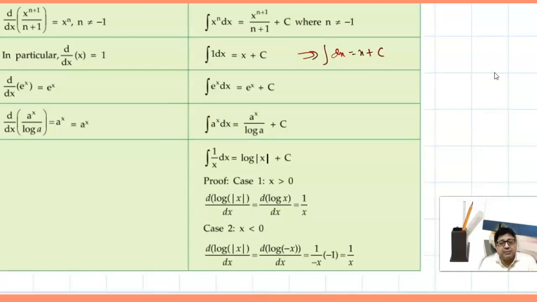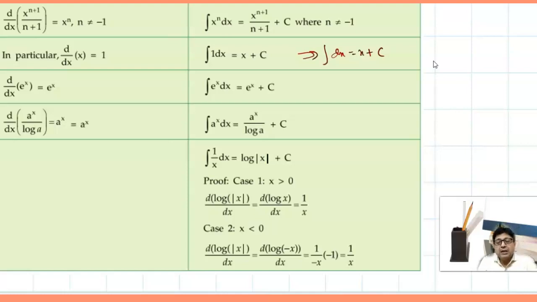Derivative of log x is 1 by x, and log x is undefined for x less than 0. That's why the formula will be written here as log of mod x plus c. For x greater than 0, its derivative is 1 by x. For x less than 0 also the same thing: d/dx of log of -x is 1 by -x into -1, so it is 1 by x.